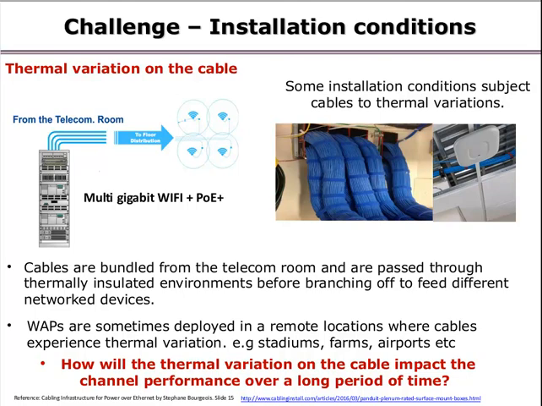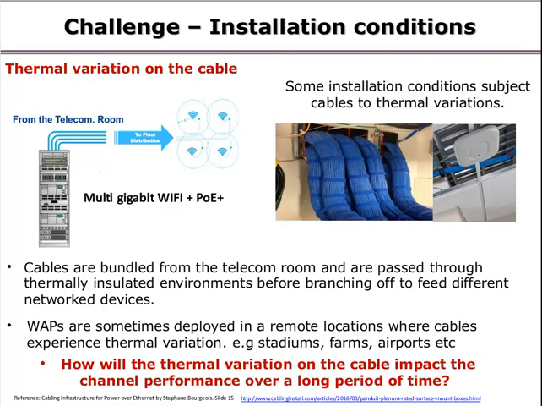In some installation environments, a portion of the cable can pass through thermally insulated environments or perhaps a fire barrier or many more. This causes localized heating of the cable bundle. We wanted to find out how the thermal variation on the cable will impact the performance of the link over a long period of time.